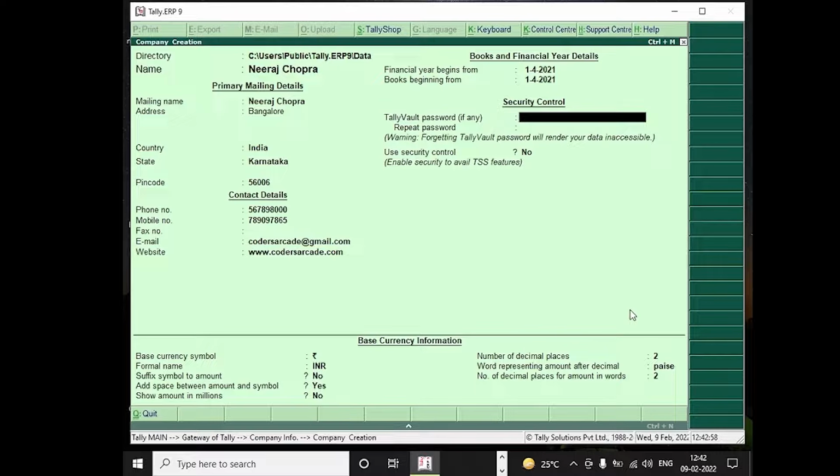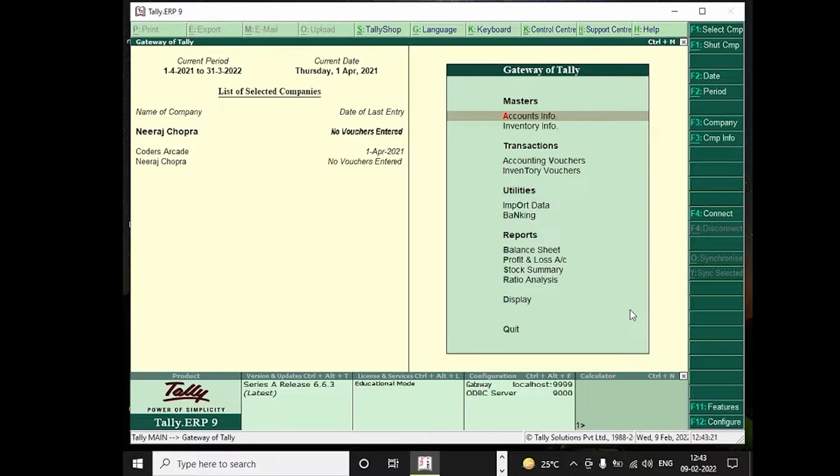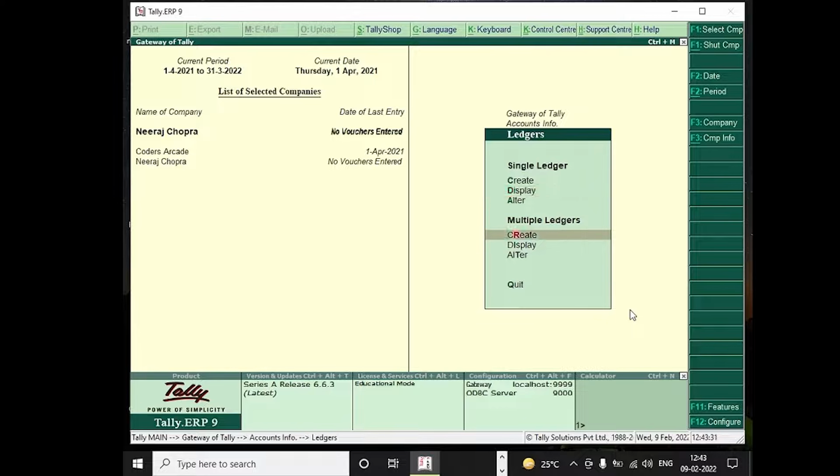You don't need to worry about this password. So press enter, enter and enter. So you can see here that it is showing whether to accept this or not. So press enter to accept this. Now press escape. Now you have to create ledger. Press escape and go to accounts info and press enter. And now go to ledger, go to multiple ledger and create and press enter.